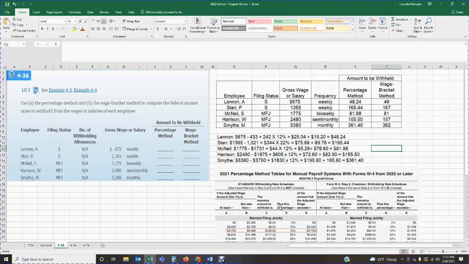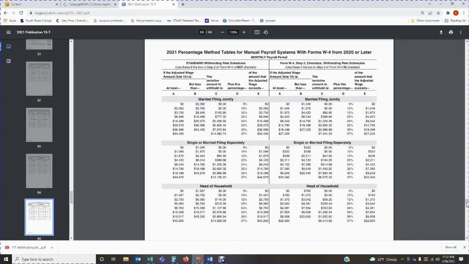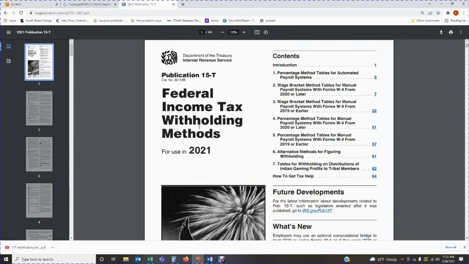And like I said, I highly recommend that you download the Federal Income Tax Withholding Methods Publication 15-T from the IRS. This is online. You can just Google it for use in 2021. You can just enter a Google search, download it, save it in your computer, and that way you can easily access the different tables that they have. For example, here you can just select it and it'll take you to the wage bracket method tables for manual payroll systems with Forms W-2 from 2020 or later. That is what we're using in our book.